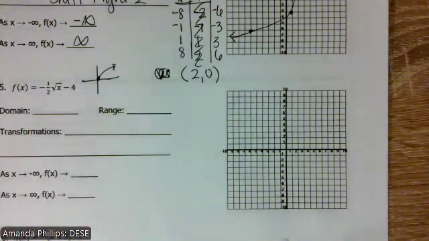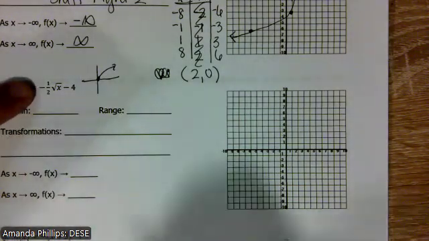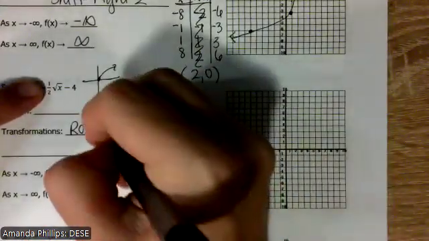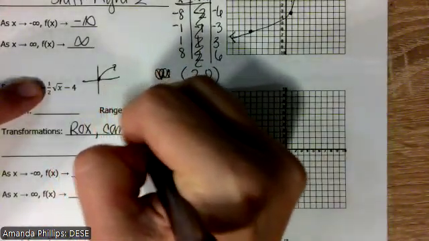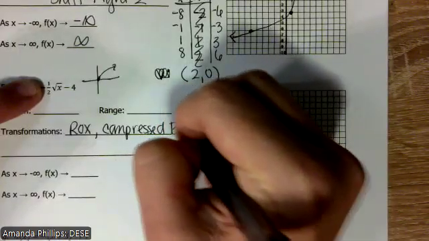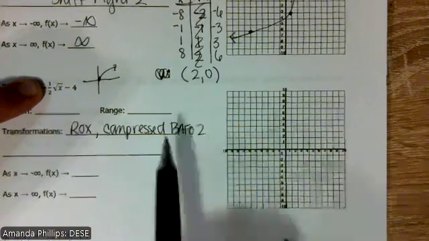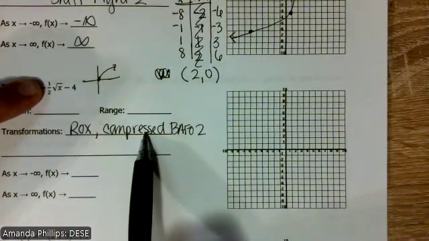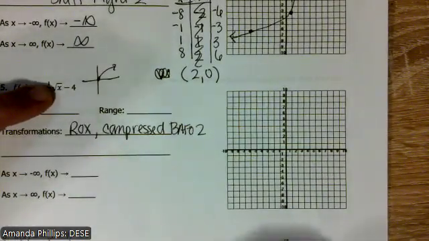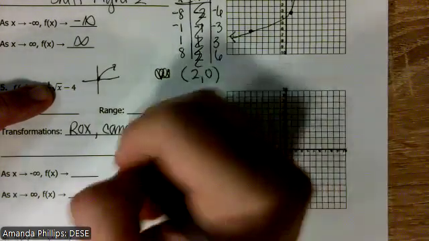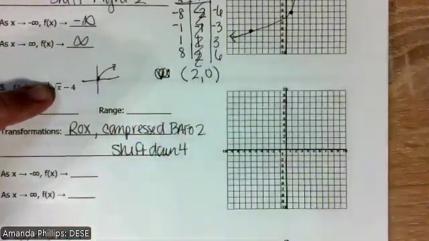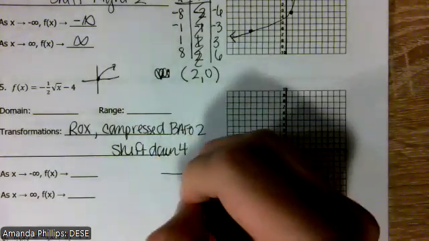All right, well, let's go ahead. We can look at it as transformations if you want. It's going to be reflected across the x-axis. It's going to be compressed, so it's going to look shorter and kind of fatter, and it's compressed by a factor of 2. Remember, we don't put the fraction because the word compressed means it's a fraction, okay? And then there's no h value, so it's not shifted left or right, but we are shifting down 4. Okay, so let's go ahead and set our table.